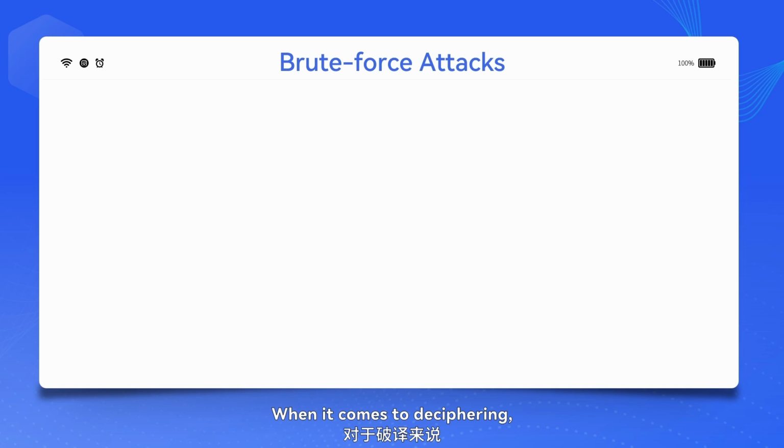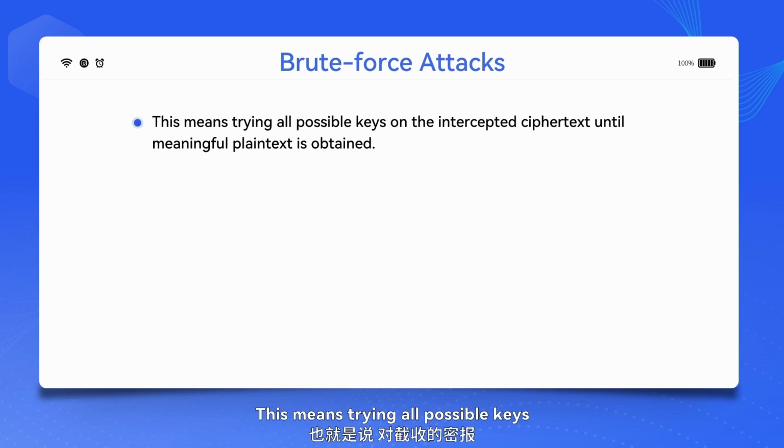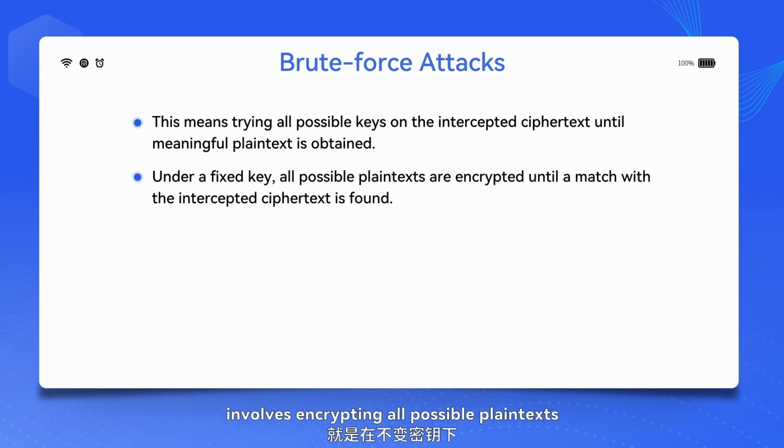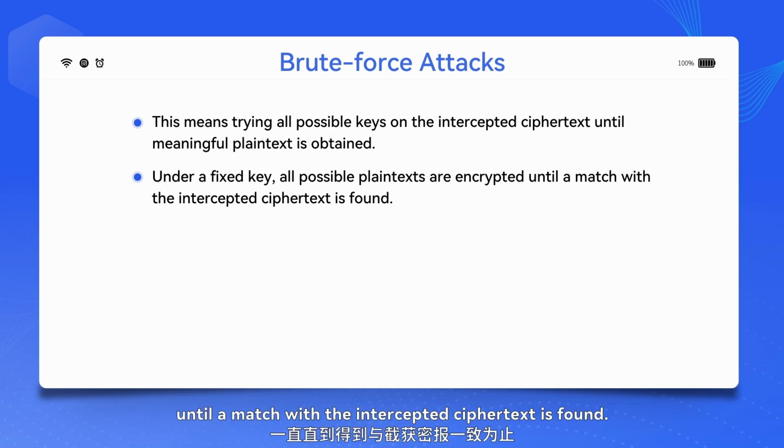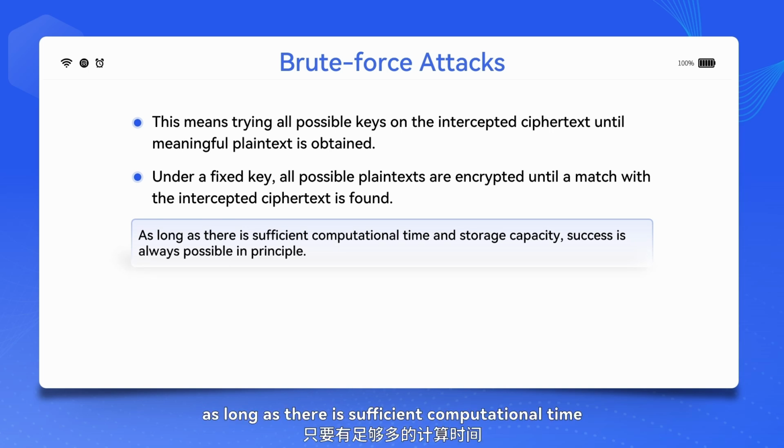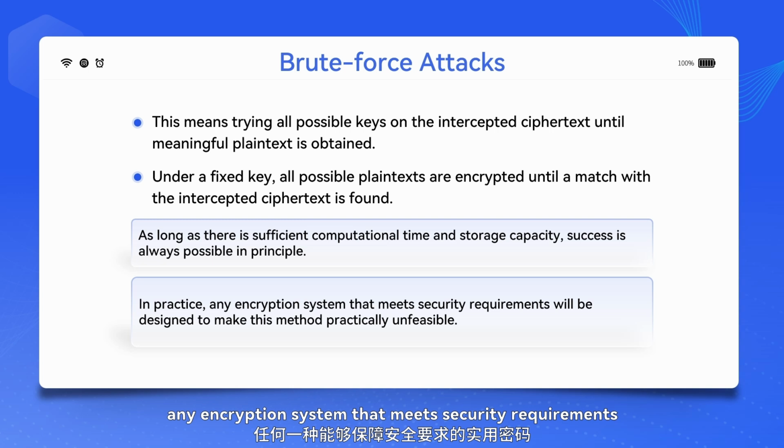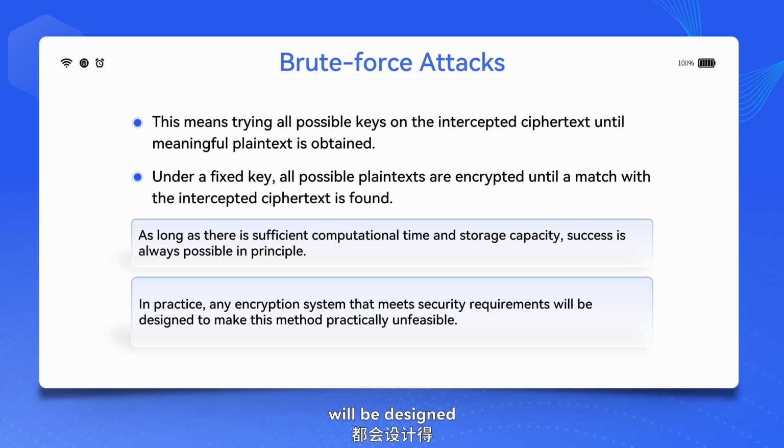When it comes to deciphering, one of the most important algorithms is brute force attack, also known as exhaustive search. This means trying all possible keys on the intercepted ciphertext until meaningful plaintext is obtained. Another method involves encrypting all possible plaintexts under a fixed key until a match with the intercepted ciphertext is found. Theoretically, as long as there is sufficient computational time and storage capacity, success is always possible in principle. In practice, any encryption system that meets security requirements will be designed to make this method practically unfeasible.